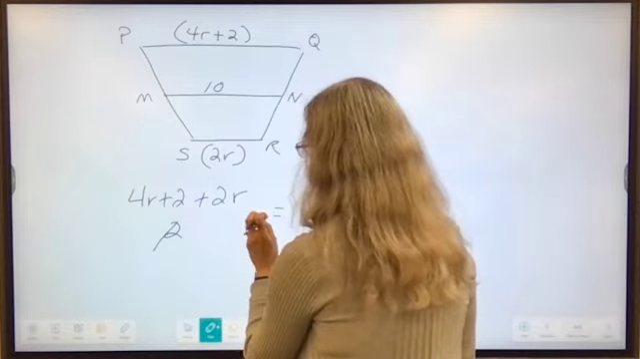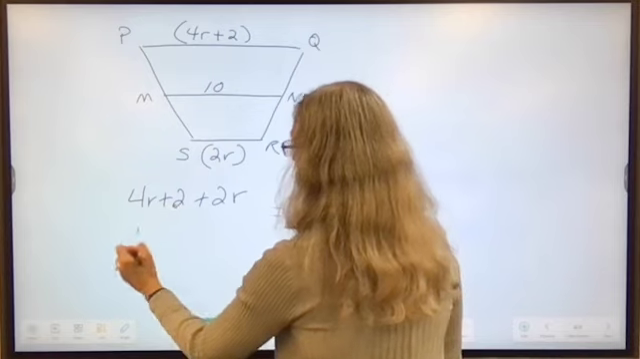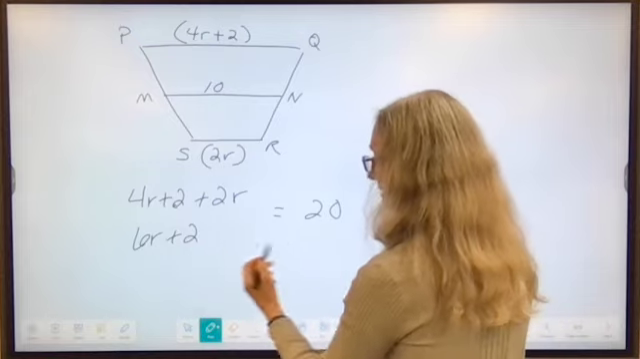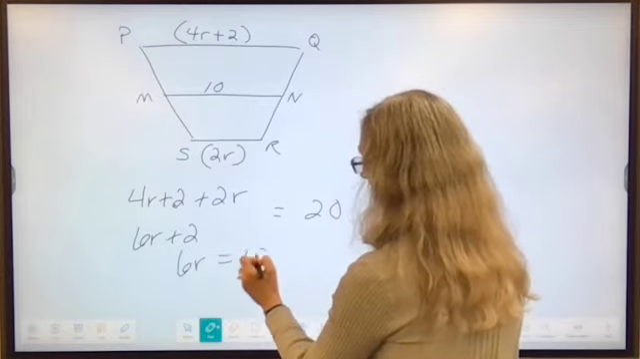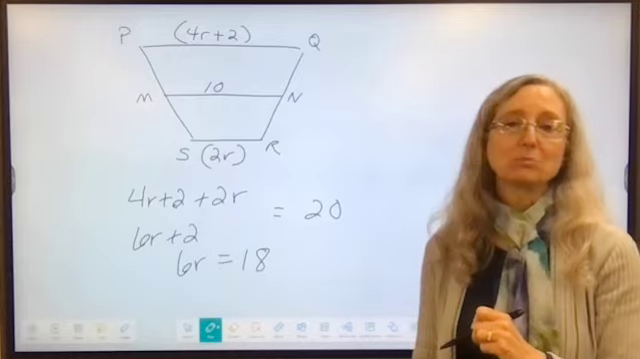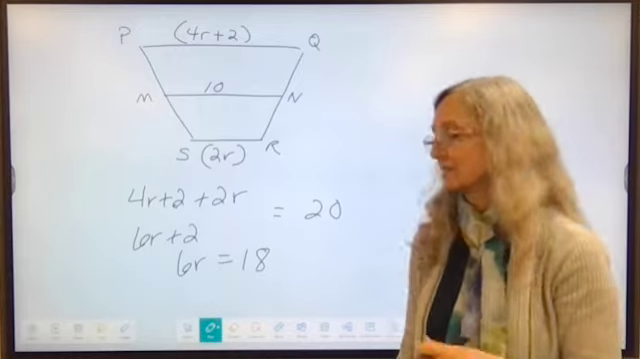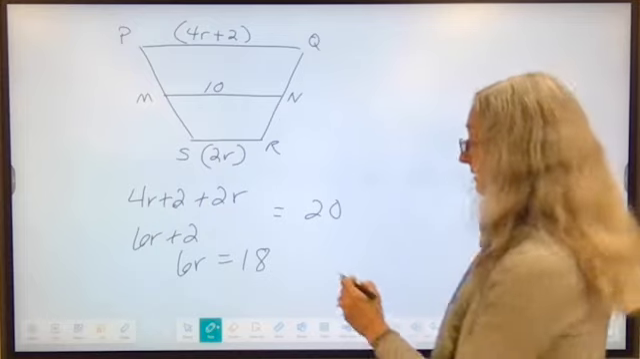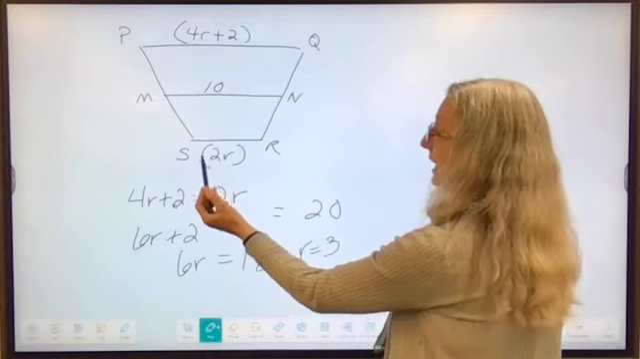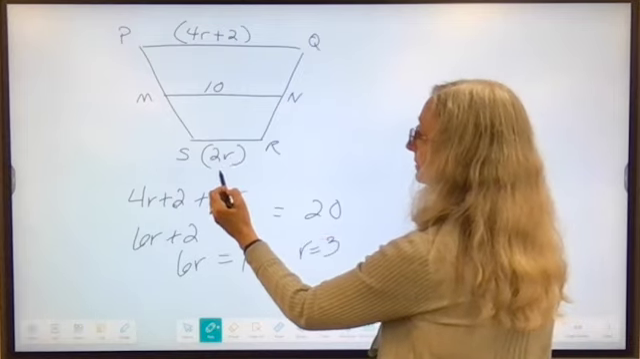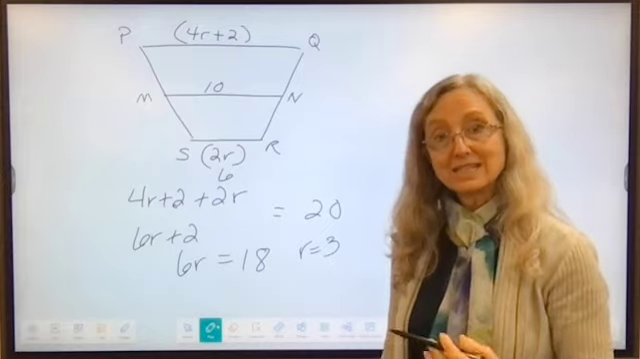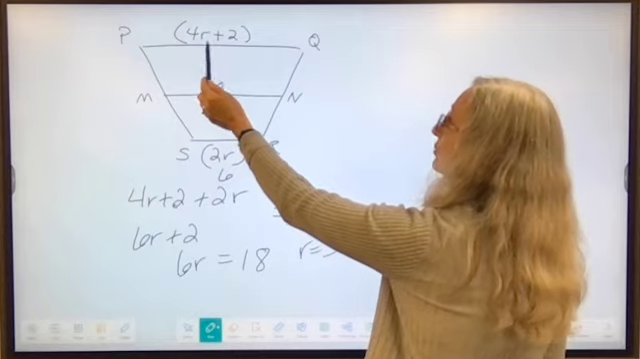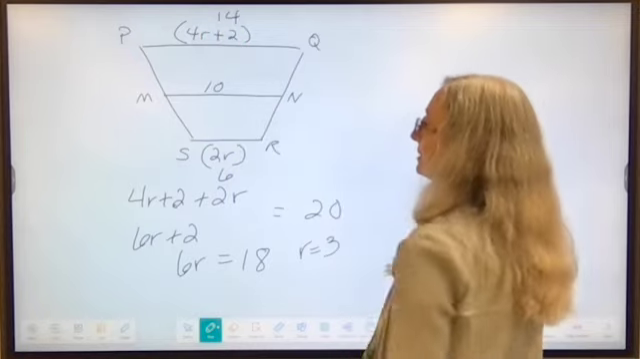So that means that these two bases added together would have to equal 20. So 6r plus 2 would equal 20. And when I subtract 2, that means 6r equals 18, which means r is 3. 6 times 3 is 18. If r equals 3, then SR is 2 times r, or 6, and PQ is 4 times r, or 12, plus 2, or 14.